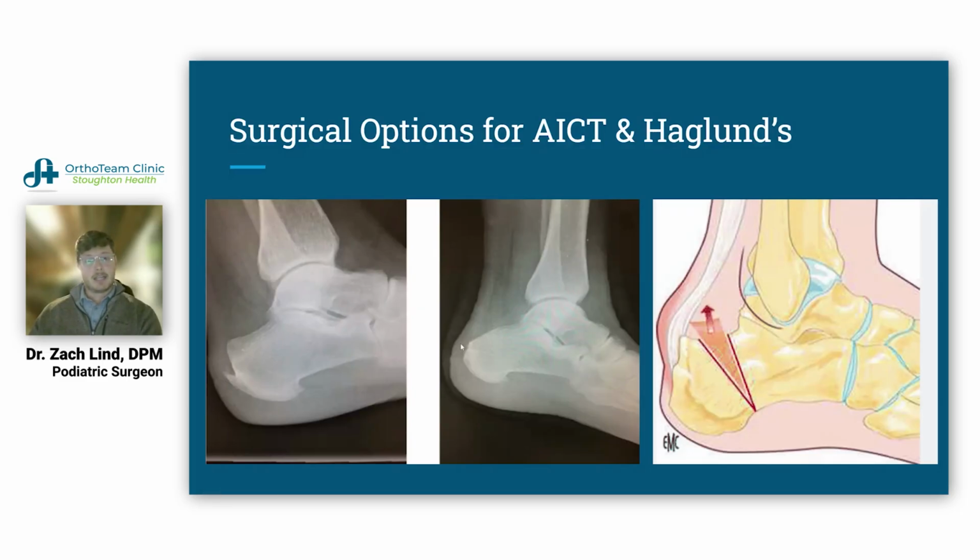This is an open procedure where you don't have to every time, but most people do, remove the Achilles tendon. So you have direct access to both the spur and the Haglund's deformity. And then this is anchored back in. You can barely just make out this lucency within the bone. That's an anchor to reattach the Achilles tendon.